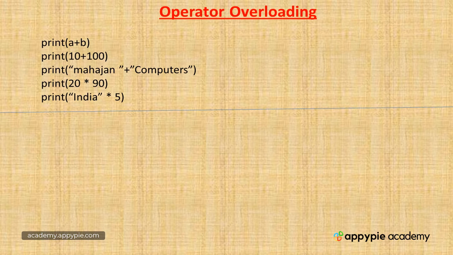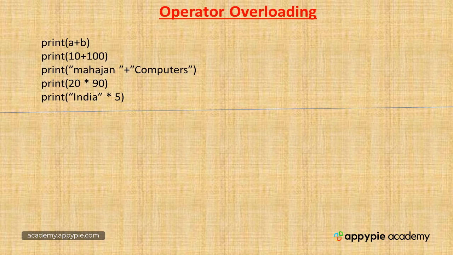Similarly, print "Mahajan" plus "computers": because they are within quotes, they will be concatenated because of the plus symbol, and "Mahajan computers" will be printed. Similarly, print 20 into 90 is going to print 1800. Print "India" into 5 will print this string India 5 times. So far so good. These are the operations performed by operators like plus, minus, multiplication, division, greater than, less than. I have given examples of only 2 or 3 operators here.